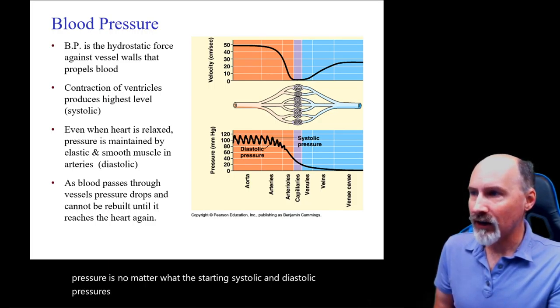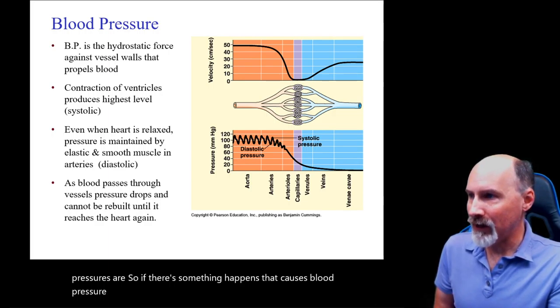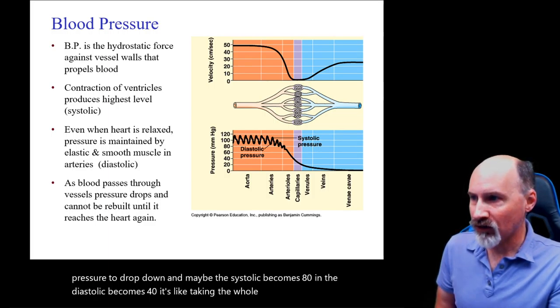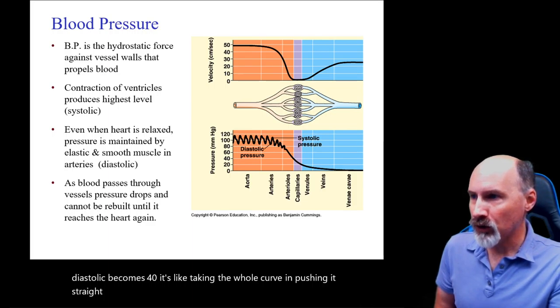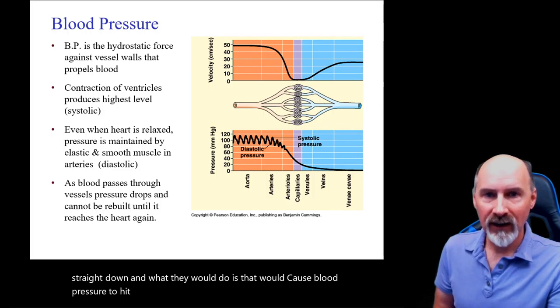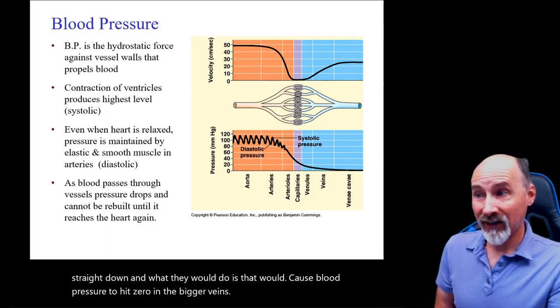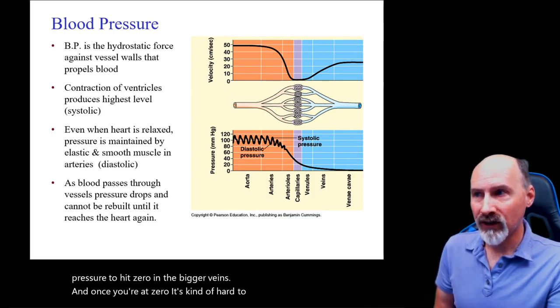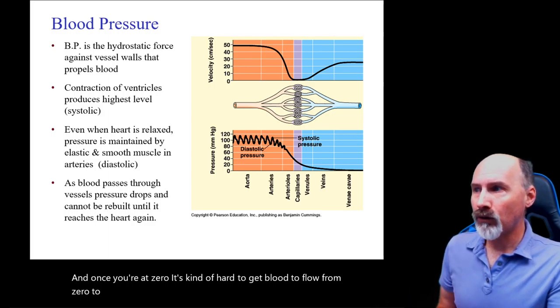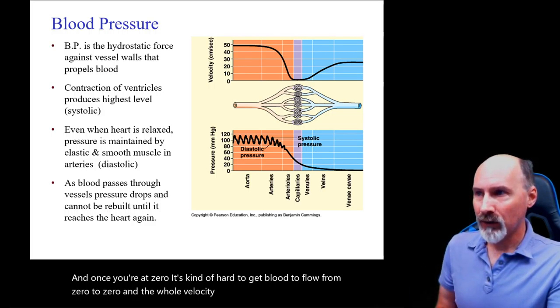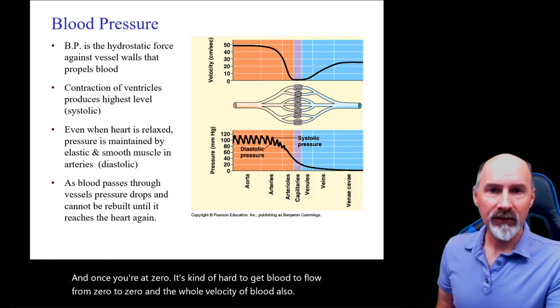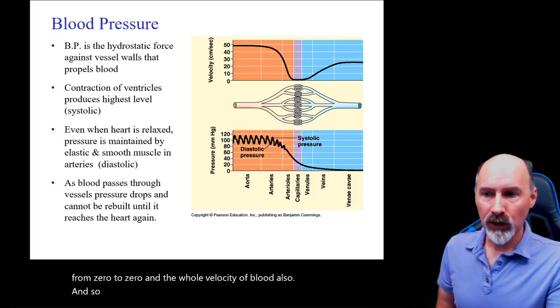So if something happens that causes blood pressure to drop down, and maybe the systolic becomes 80 and the diastolic becomes 40, it's like taking the whole curve and pushing it straight down. And what that would do is cause blood pressure to hit zero in the bigger veins. And once you're at zero, it's kind of hard to get blood to flow from zero to zero. And the whole velocity of blood also drops. And so you get very inhibited blood flow.